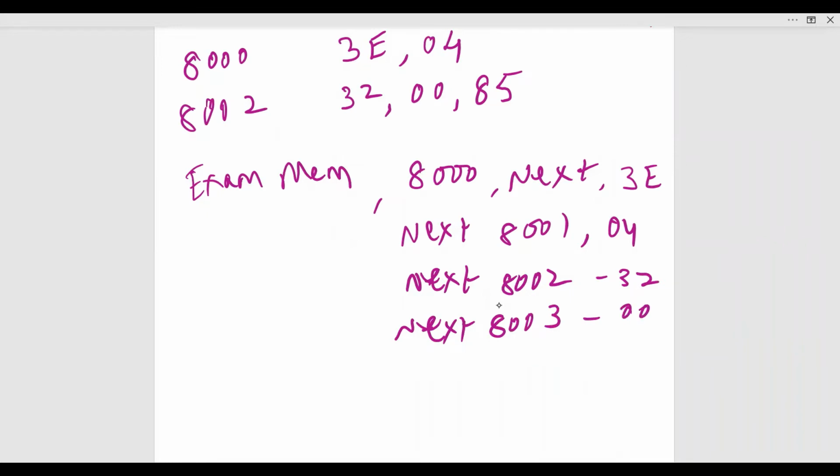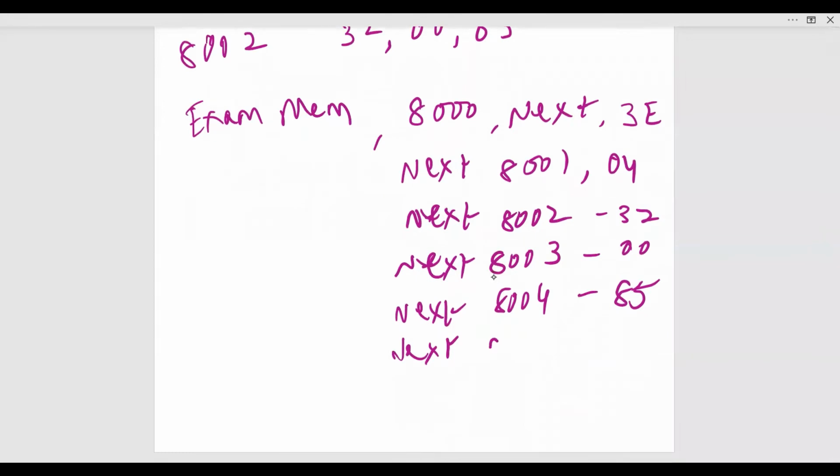Now type 00. Next, press next again, and it will be incremented to 8004. Then you feed the 85 there. Then you press next, and it will show 8005. Here you press the reset button. So the program ended at 8004. We have to go to the next memory location and press next, 8005.